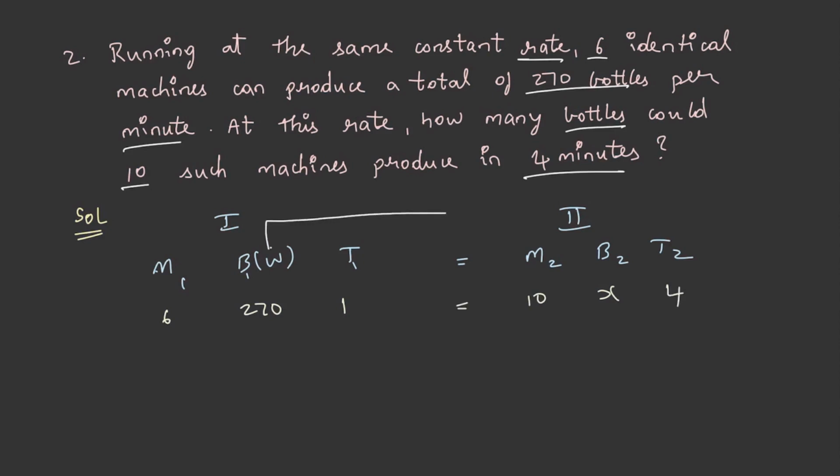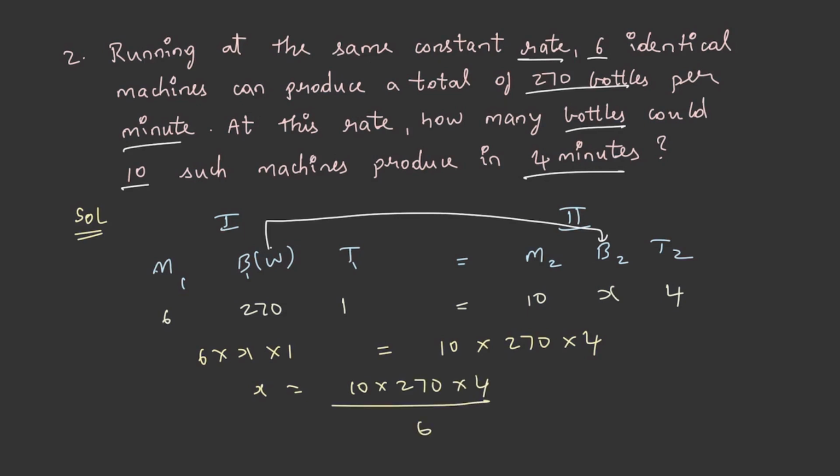As we all know, we need to interchange the works. Therefore 6 into X into 1 is equal to 10 into 270 into 4. Therefore X is equal to 10 into 270 into 4 by 6. On simplification you will be getting 1800. So the value of X is 1800.